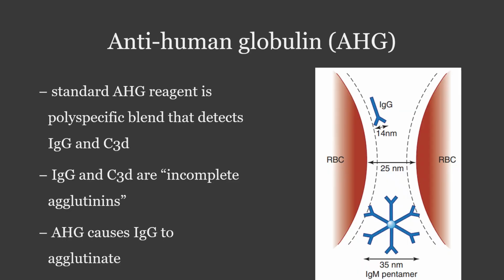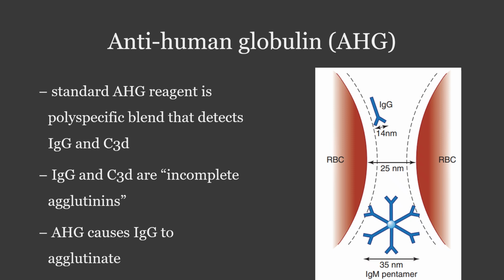Last thing before we get to the animations, I do want to talk a little bit about the reagent that unites these two methods, which is anti-human globulin, or AHG. There are all different types of AHG depending on what you're using it for, but in a standard DAT or IAT, the AHG used will be a polyspecific blend of antibodies, meaning the antibody solution can detect multiple antigens or it has antibodies of multiple specificities.